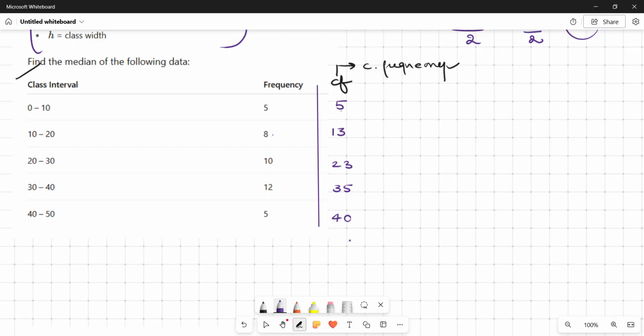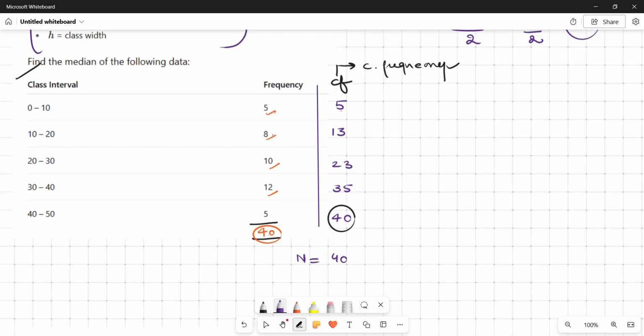So in this way we are able to find the CF. Now the last sum we get is equal to the sum of the whole frequency. Now we will be checking it again. 5 plus 8, 13, 13 plus 10, 23, and 23 plus 12, 35, 35, 40. Now we have a clear idea: this last term is the sum of frequency, and it is also denoted by n. So in this question our n is 40.